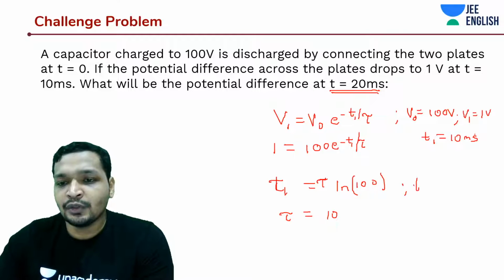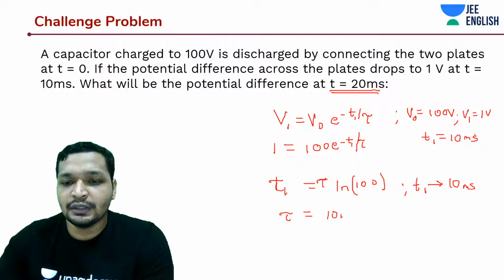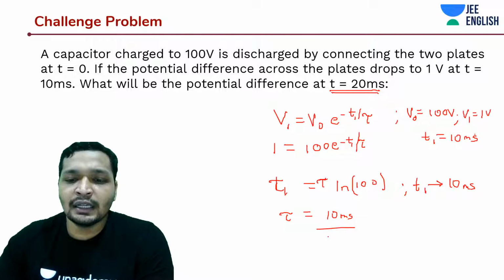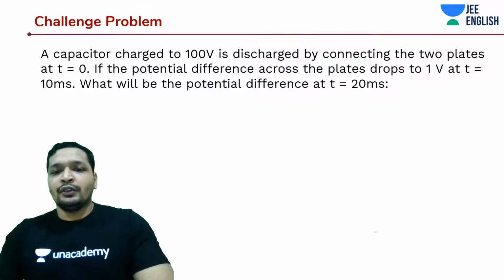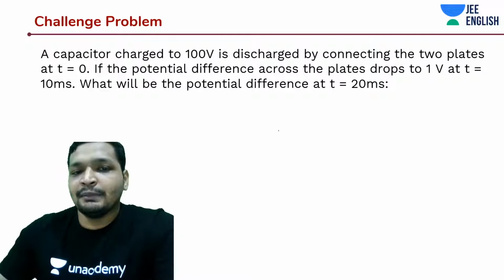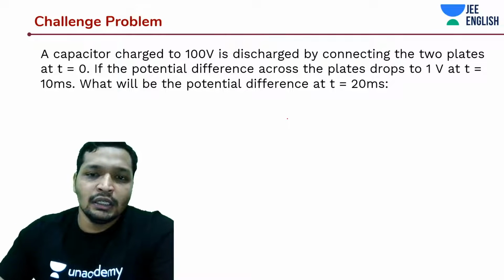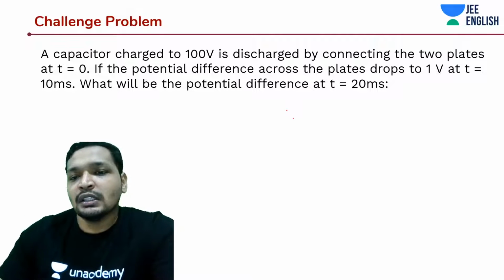Okay, so I'm substituting T1 is equal to 10 milliseconds, and then I'm getting this answer. Rarely would your units play a part in your exam. So now, this can be really quick, like how Krunal did it, and let's understand how that comes.